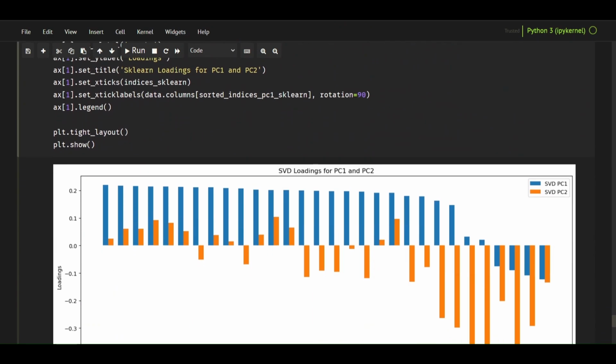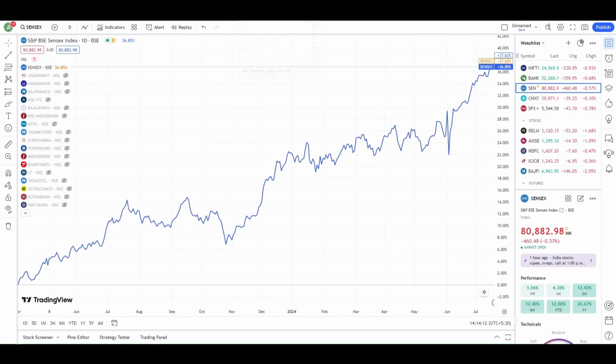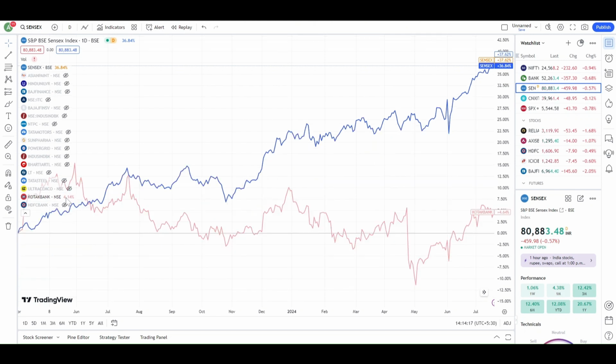So let's see whether our PCA is working in a real life scenario or not. Let's concentrate on the blue components first because they are very important. The blue component says that Kotak Bank is negatively correlated with the Sensex and it can be used as a hedge. So let's see where the Kotak Bank is. Here it is. So let me just activate its plot. And there you are. Sensex is moving in one direction and Kotak Bank is moving in the opposite direction, which is what our principal component analysis has also indicated.